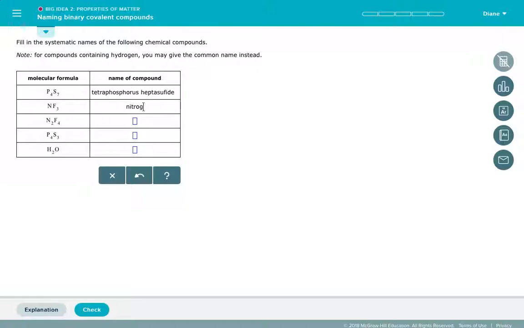Nitrogen trifluoride. And remember to spell fluoride right. F-L-U-O-R-I-D-E. A lot of people put O-U. Dinitrogen tetrafluoride. I spelled fluoride wrong up here. Tetranitrogen trisulfide, and I've discovered for H2O they don't want dihydrogen monoxide, they want the common name water. So you can put the common name water for H2O.